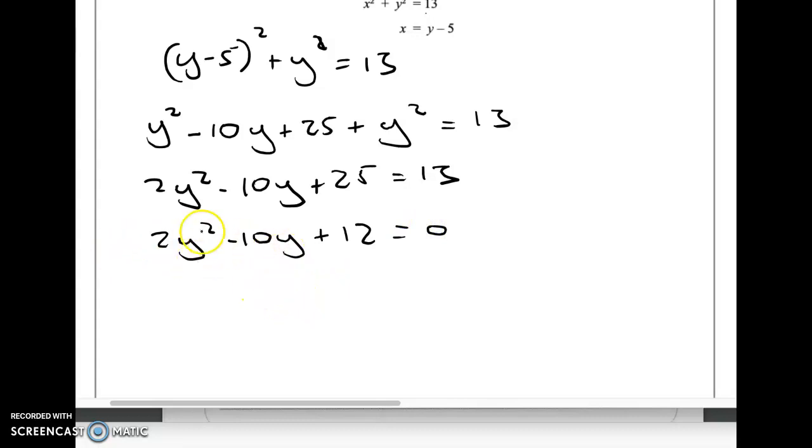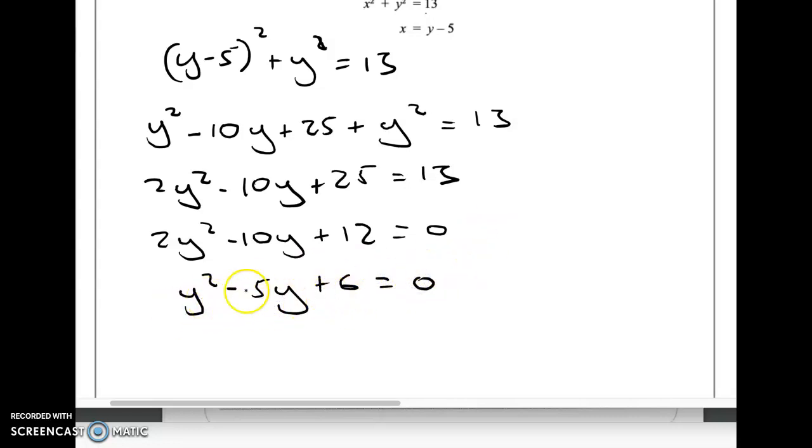Now, we want this really just to be y squared to make it easier to work out. So, everything is divisible by 2. So let's divide everything by 2. That will give us y squared minus 5y plus 6 equals 0.